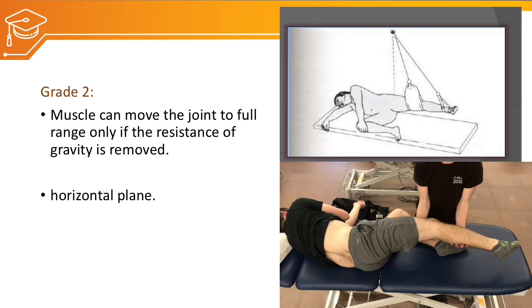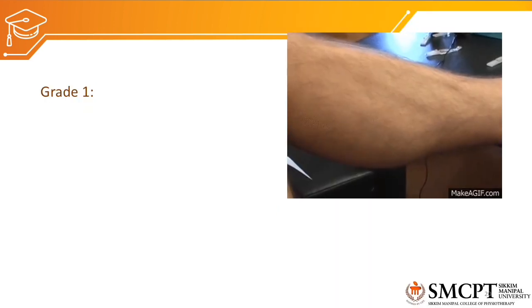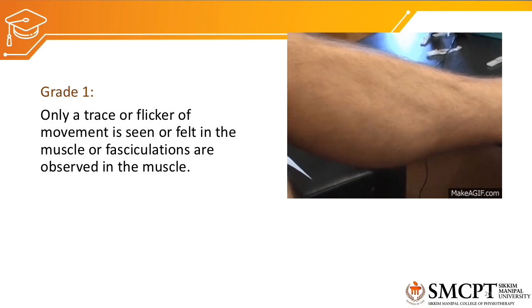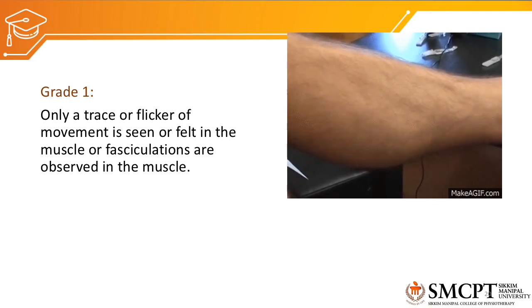Grade 1. Grade 1 means there is no movement at the joint but in the muscle you can see some flickers of contraction or fasciculations. You can refer to this animation here. I didn't find any flicker of movement examples for hip flexors, so here we have an example for gastrosoleus. When you ask the patient to perform plantar flexion, which is the function of gastrosoleus, you would perceive only flickers of movement or fasciculation. So this would be tagged as grade 1 muscle strength.